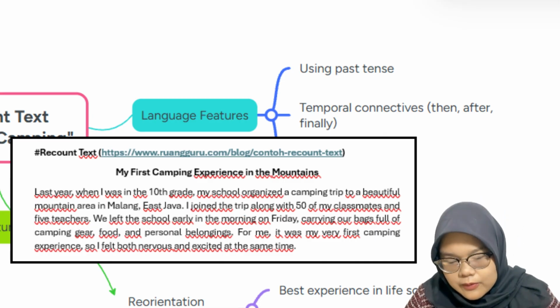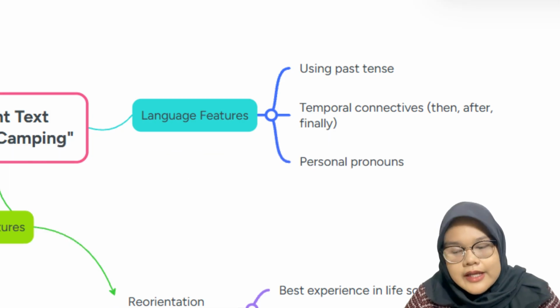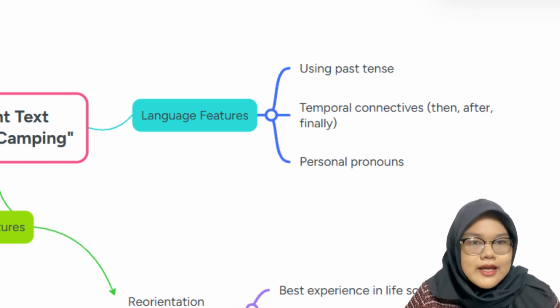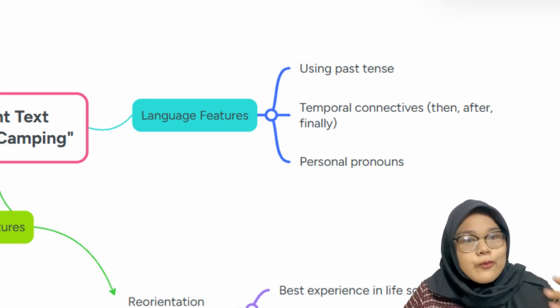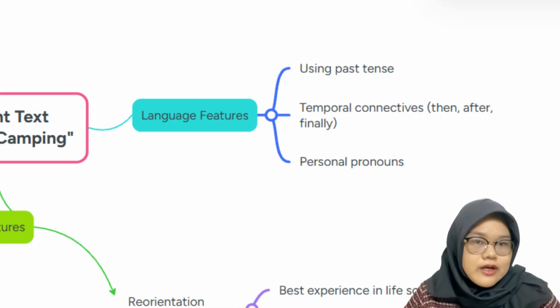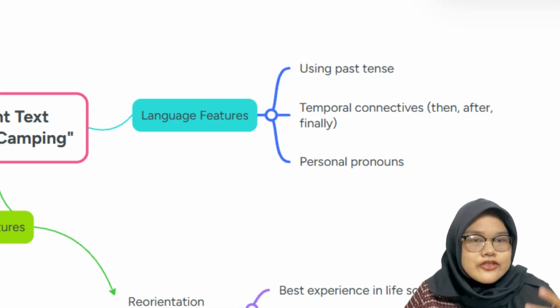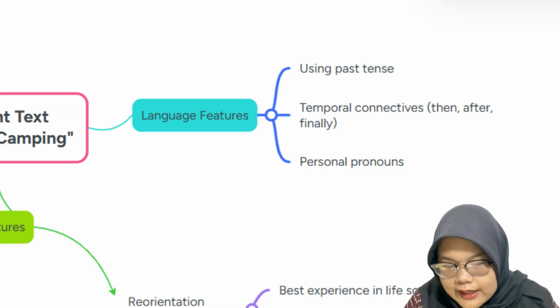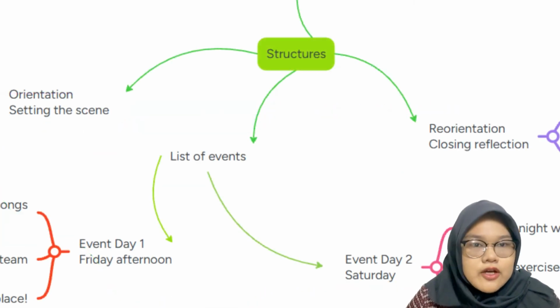Okay, the next one is temporal connectives, such as then, after, finally, as words to represent the sequence of events in the story. And the last one is personal pronouns, as we literally talk about how recount text tells about the writer's personal experience.